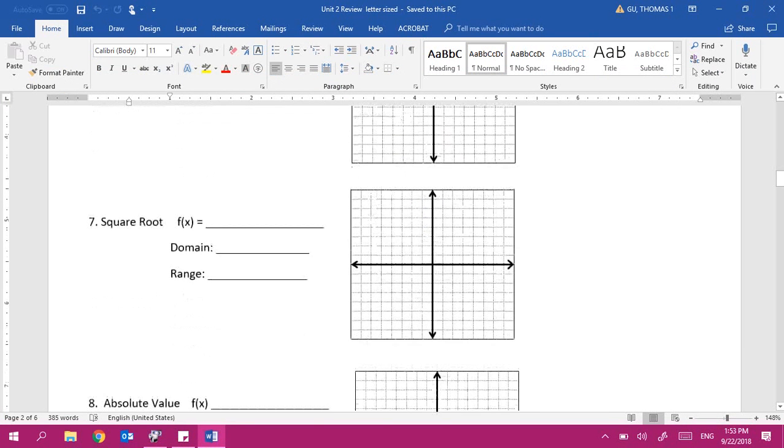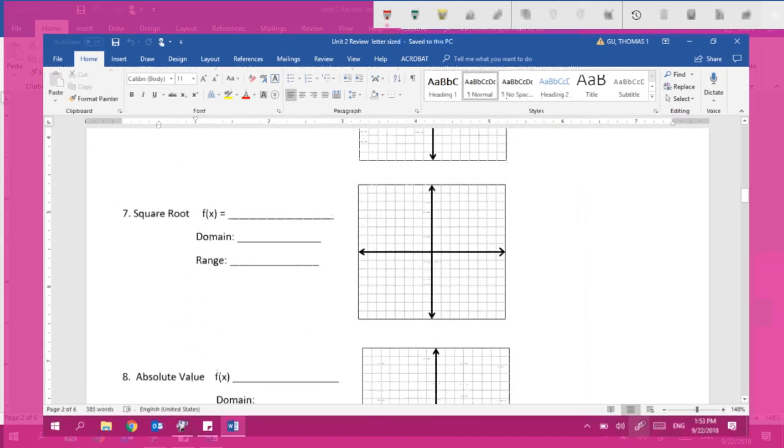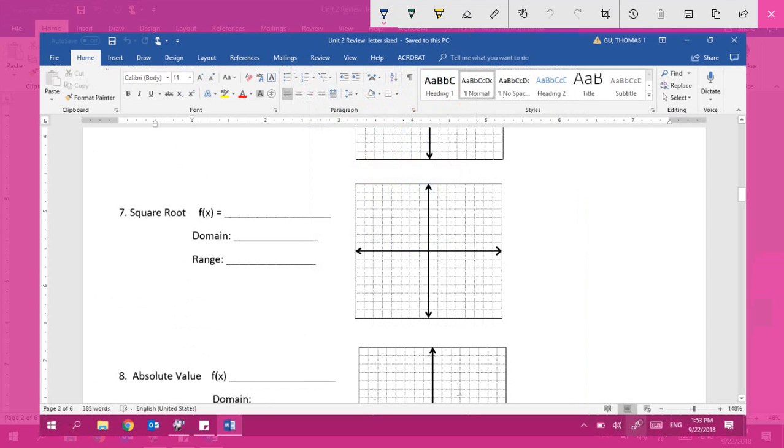On to square root now. Square root, the parent function is going to be f of x equals square root of x. And remember our points, we had 0, 0, 1, 1, 4, 2, and 9, 3. So like this. All right, so what's my domain? The furthest left this graph goes is at 0. Use a bracket because we actually touch 0. And the furthest right it's going forever this way, so it's infinity.